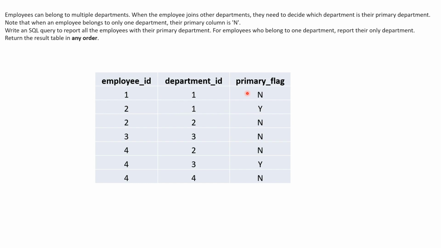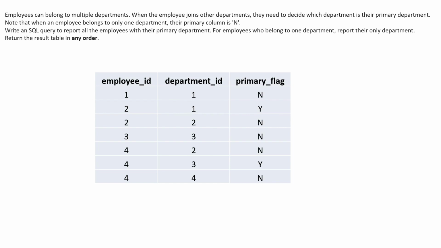So we just have to assume that if an employee belongs to just one department, then that is going to be their primary department, even though the primary flag for that record is going to be N. So that is one catch here. That is one extra condition that we have to take care of, right?